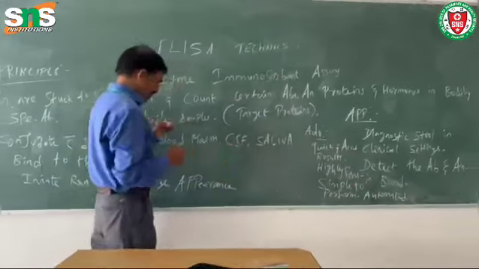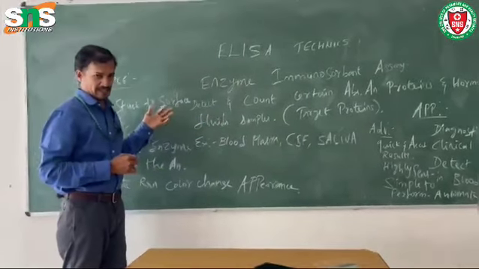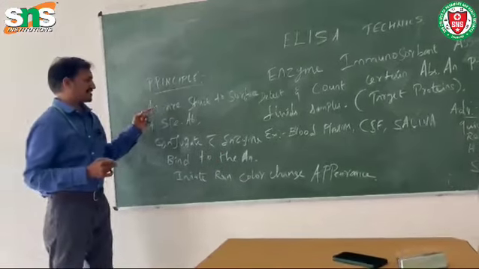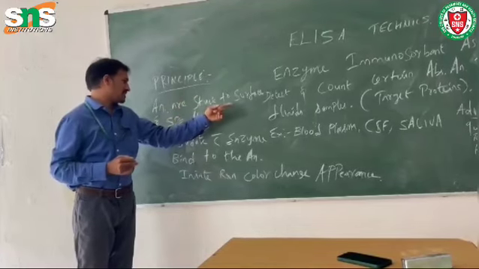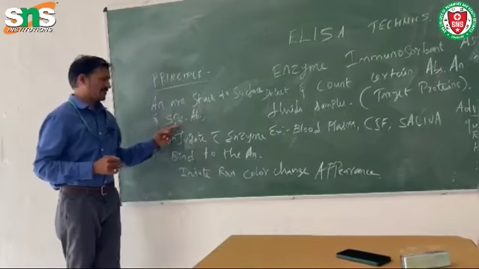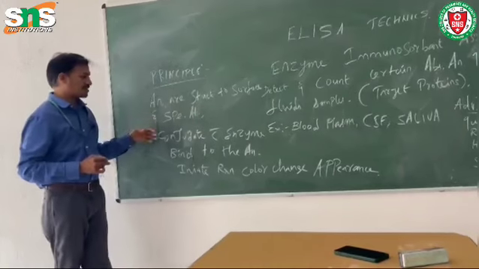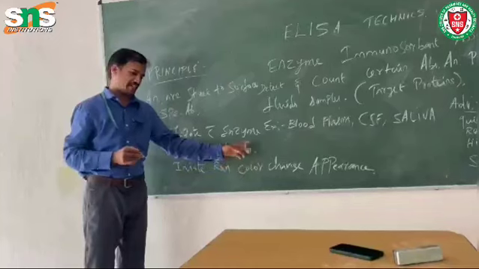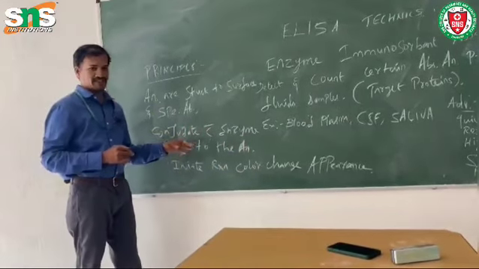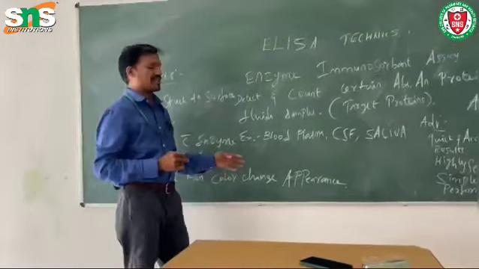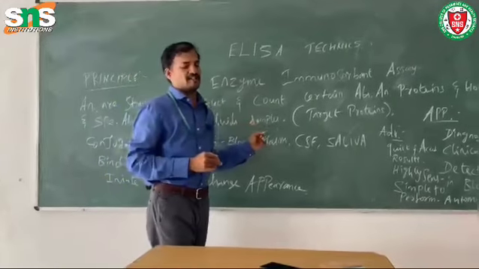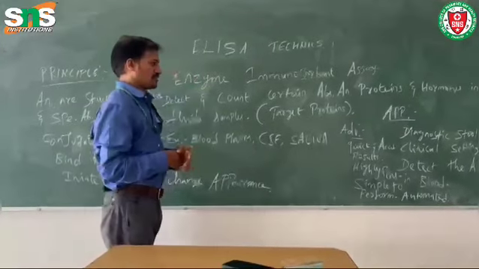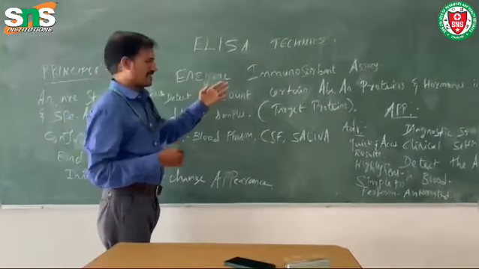Then, what is the principle of ELISA? Here, the antigen is stuck to a surface and a specific antibody conjugated with an enzyme binds to the antigen. In the initial stage of the reaction, a color change appears, like a dark yellowish color change, in the ELISA technique.